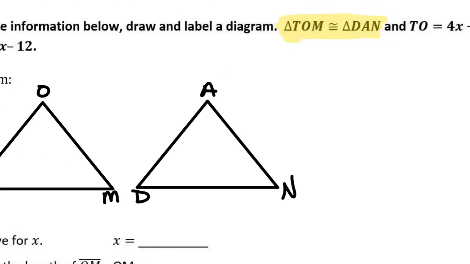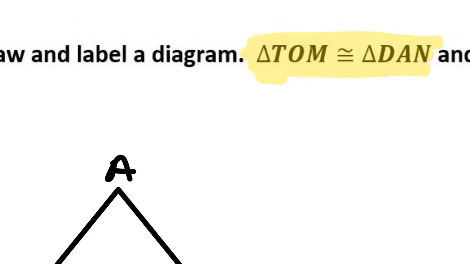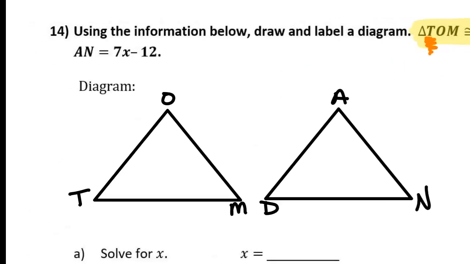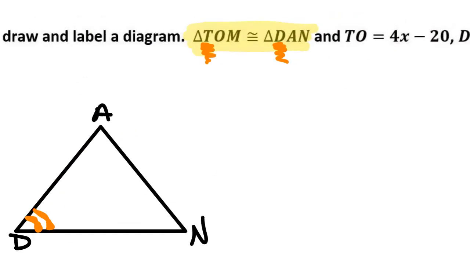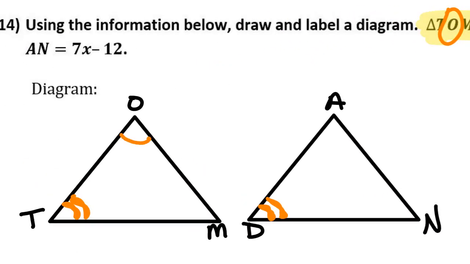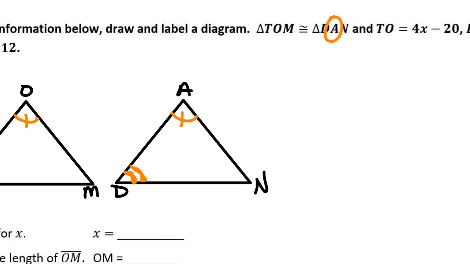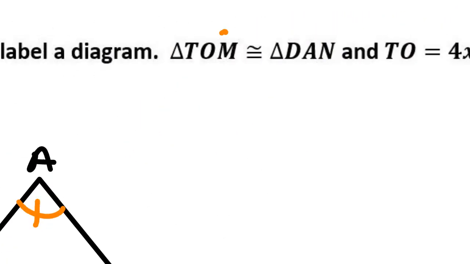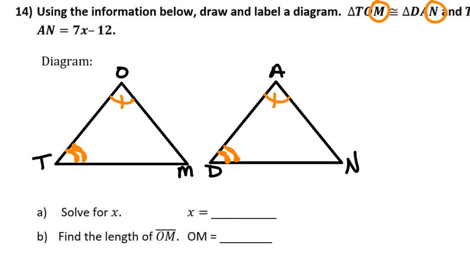We're going to mark these triangles up with their congruences now. T is the first letter, D is the first letter. That means angle T is congruent to angle D. Middle letter and middle letter, O and A. So angle O is congruent to angle A. And then last letter, M and N. M is congruent to N.